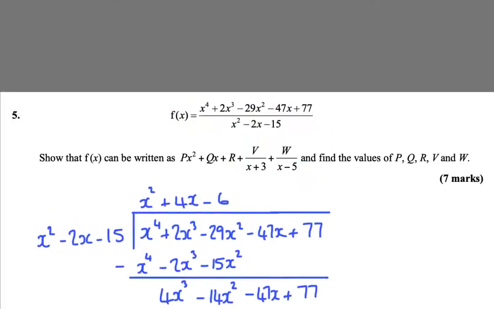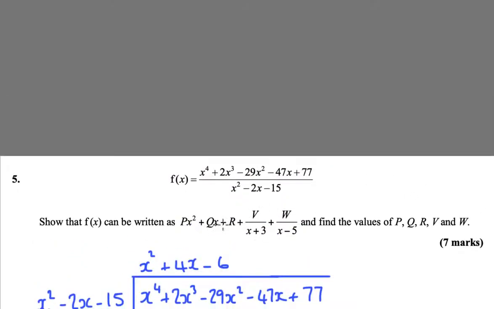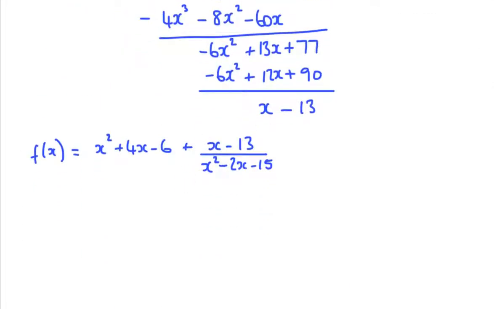Now that's not looking the way we want it yet. We've got p, q and r. Notice this is two single fractions with a linear denominator. That is because what we have here can now be split into partial fractions. So we're now going to split x minus 13 over x squared take 2x take 15 into partial fractions. We need linear denominators, and this comes from this expression here being factorised.